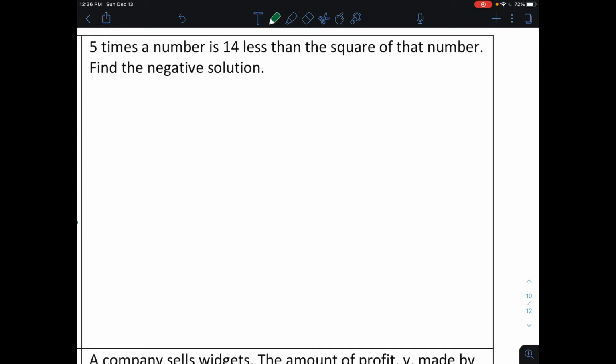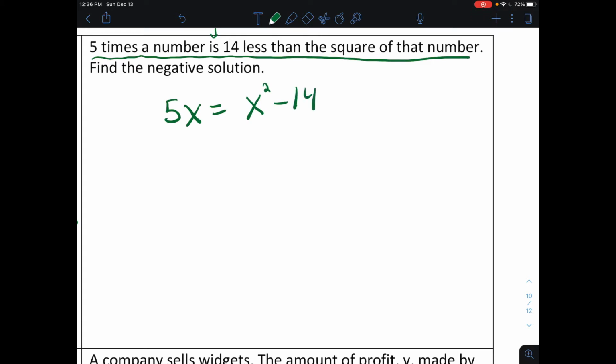All right, this next one: 5 times a number is 14 less than the square of that number. Find the negative solution. I'm just going to let x be this number, and we need to figure out how to write an equation from this expression. So 5 times a number, 5x, is 14 less. Usually when you see the word is, you can write an equal sign. It's 14 less than the square of that number, so I square the number x and then take 14 away from it. And so we have our equation here.